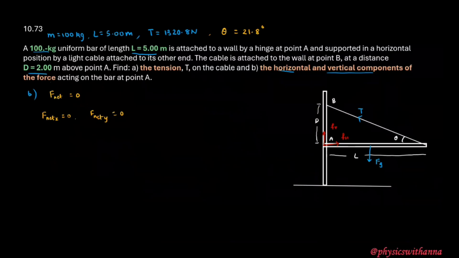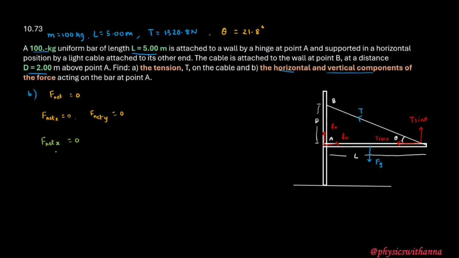Since the force of tension is making an angle with the horizontal, we can split this force into its components. One component goes along the x-axis, which we call T cosine theta, as this component is adjacent to the angle theta. The other component goes along the y-axis, which we call T sine theta. So these are all the forces acting on the bar. And now let us use the equation of net force to calculate their values. We will begin with forces along the x-axis. I write F net x equal to 0.